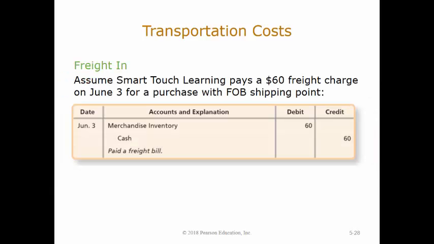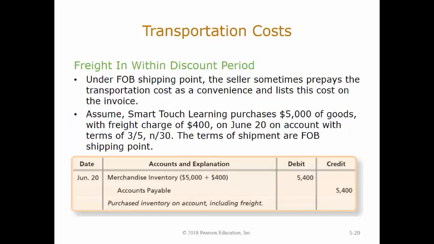Assume Smart Touch Learning pays a $60 freight charge on June 3rd for a purchase with FOB shipping point. Smart Touch Learning should record a debit to merchandise inventory and a credit to cash.